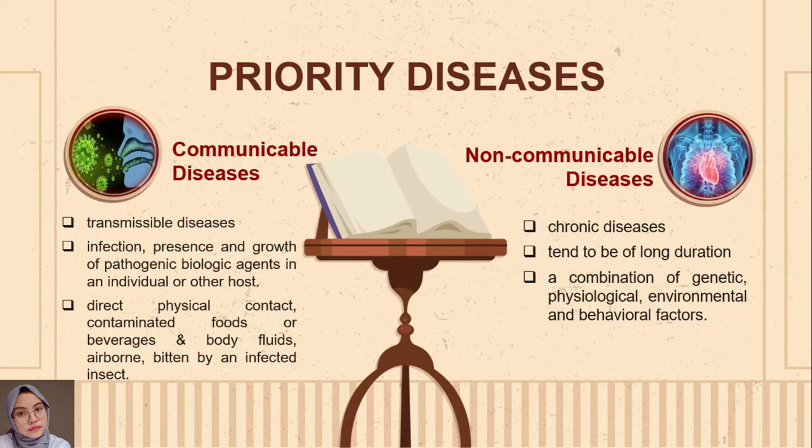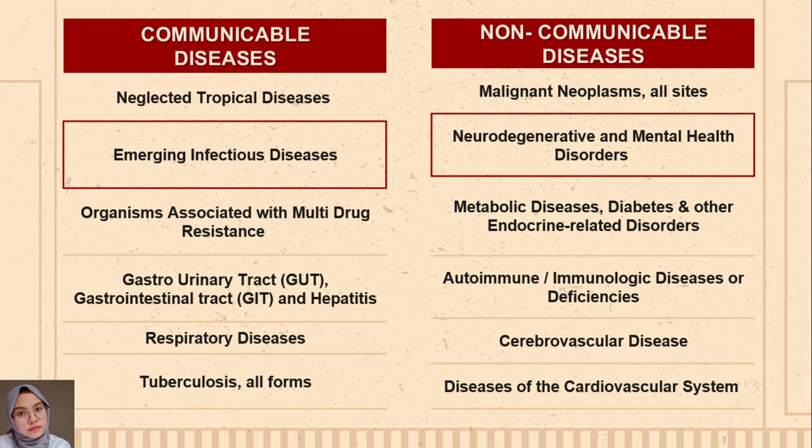Now, examples of non-communicable diseases are malignant neoplasm in all sites, neurodegenerative and mental health disorders, metabolic diseases, diabetes and other endocrine-related disorders, autoimmune or immunological diseases or deficiencies, cerebrovascular disease, and diseases of the cardiovascular system, among others. Some of these will be discussed later on. The following are some examples of communicable and non-communicable diseases.